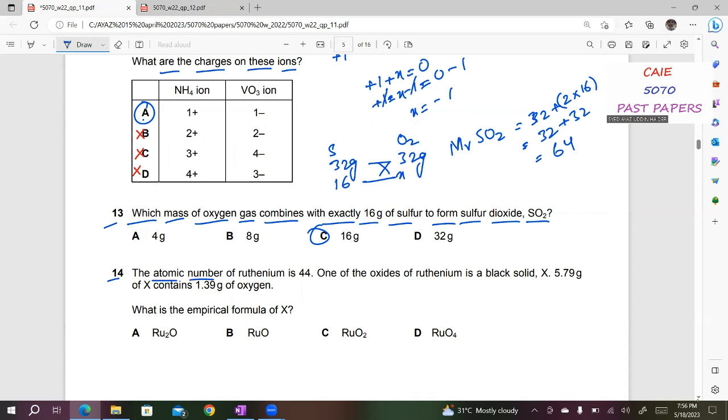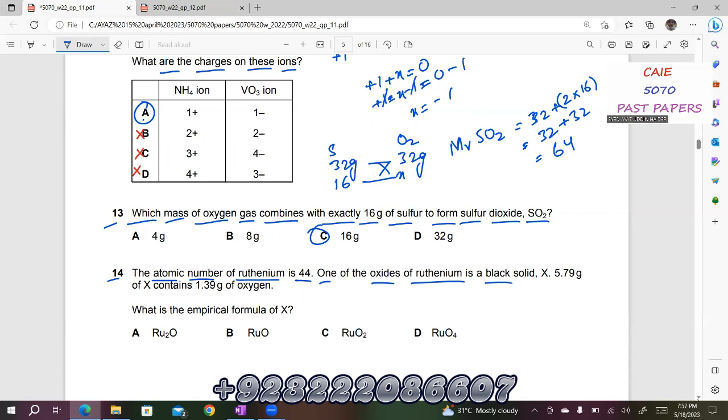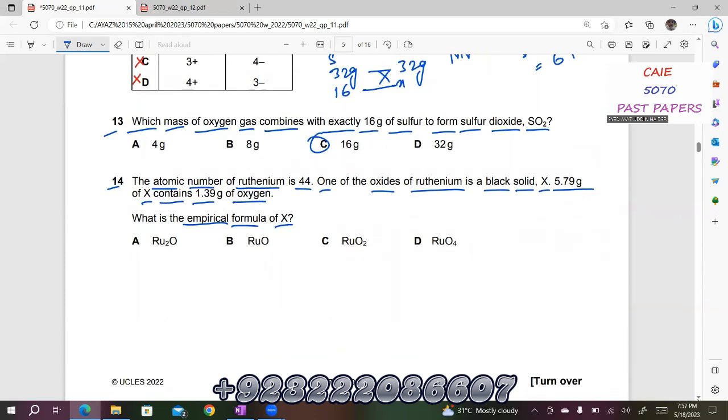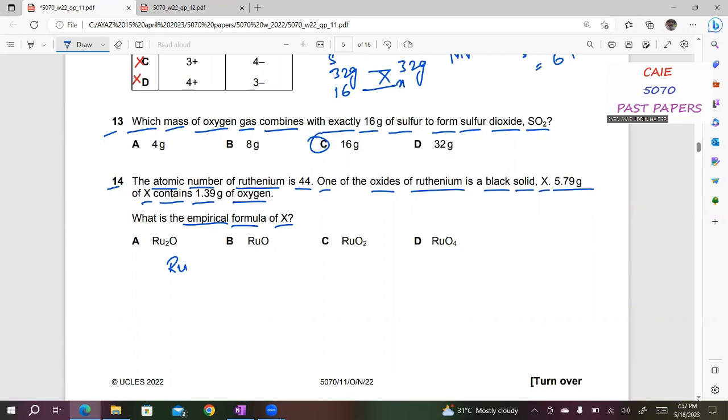14. The atomic number of ruthenium is 44. One of the oxides of ruthenium is a black solid X. 5.79 gram of X contains 1.39 gram of oxygen. What is the empirical formula of X? The total mass of X is provided. We need to calculate the mass of ruthenium. The symbol for ruthenium is Ru and the symbol for oxygen is O. We have the mass of oxygen, 1.39. So let's calculate the mass of ruthenium first.